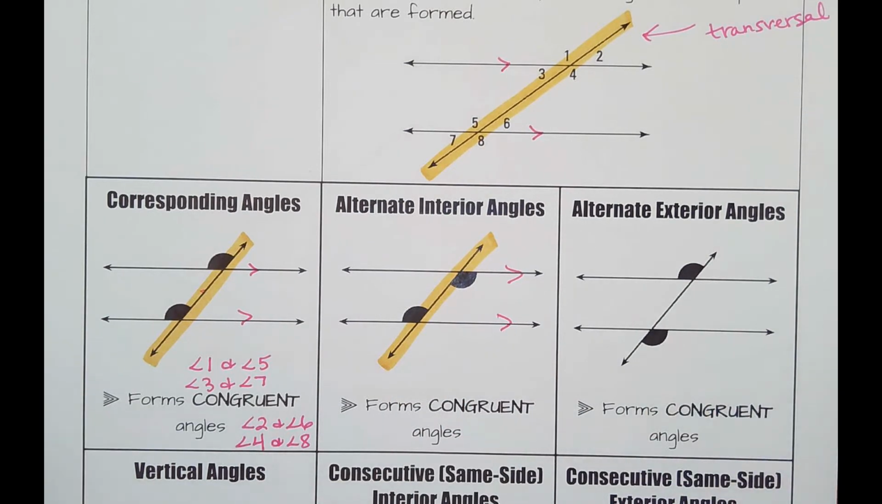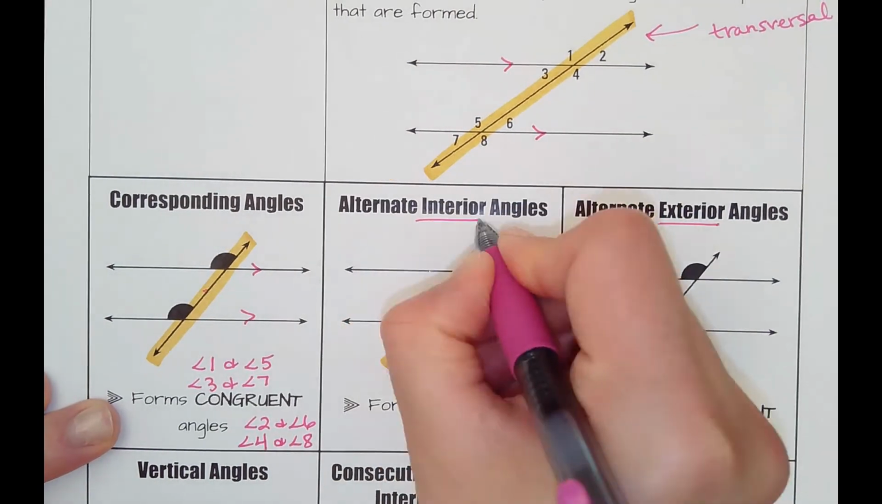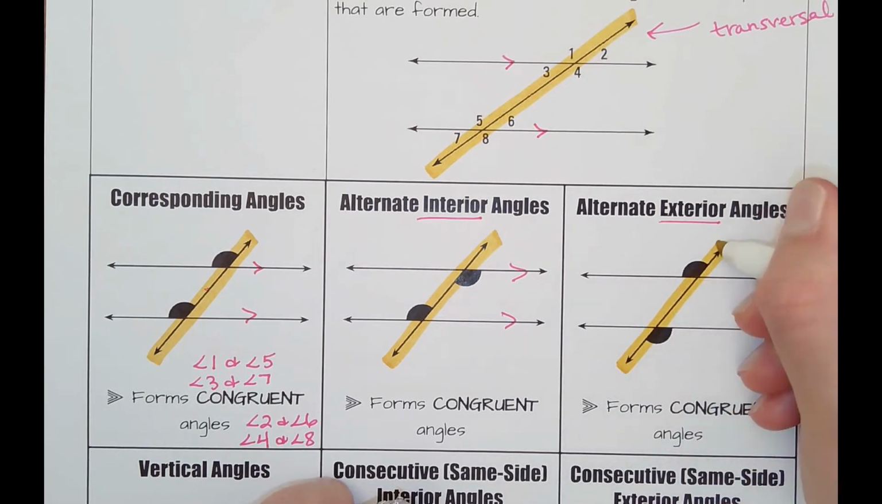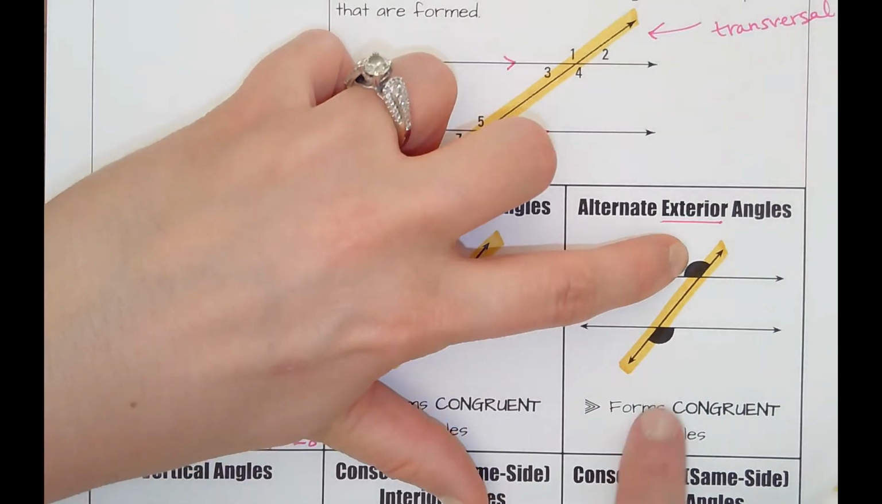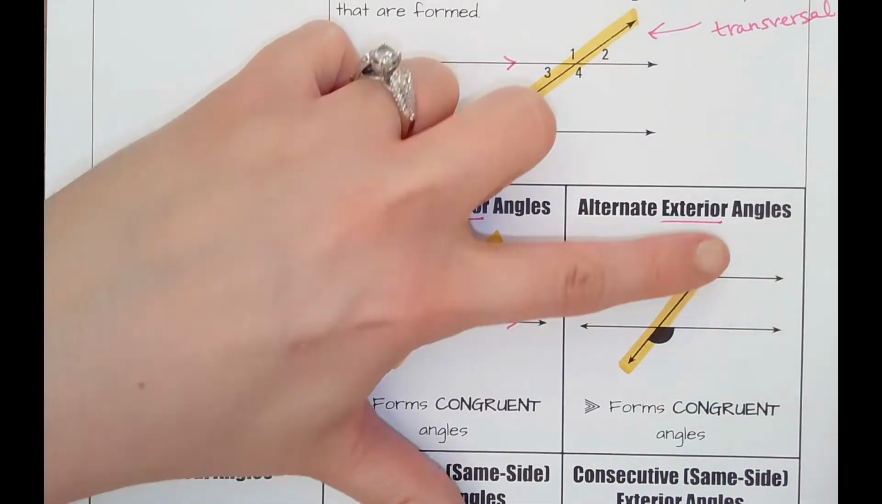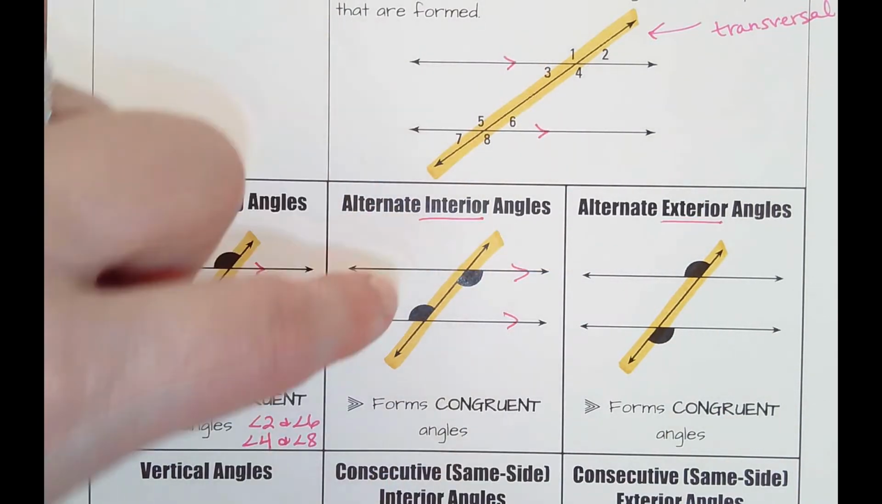Versus look at alternate exterior. So these are interior, these are exterior. They're still on alternate or opposite sides of our transversal. See, one's on the left, one's on the right, but they're on the outside of the parallels. So they're outside versus these are inside.